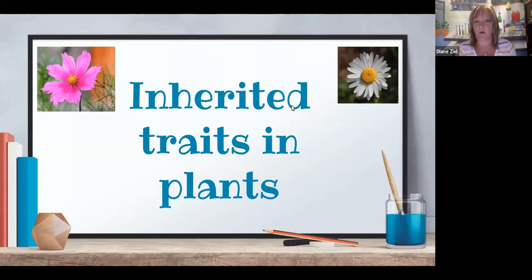Today, we're going to look at inherited traits in plants. In this unit, you've been studying inheritance and variation. Today, we're going to look at traits that plants inherit from their parents and what happens when offspring inherit these traits from their parents.